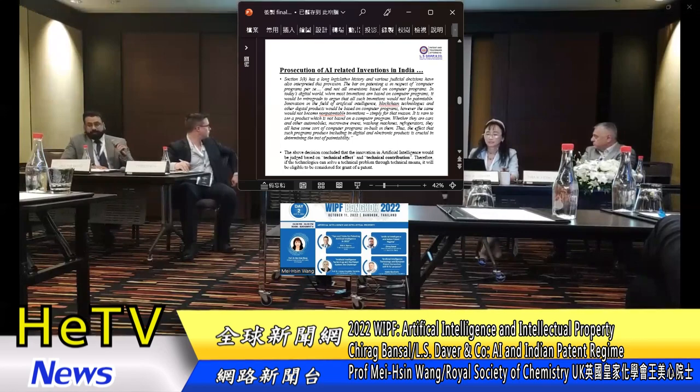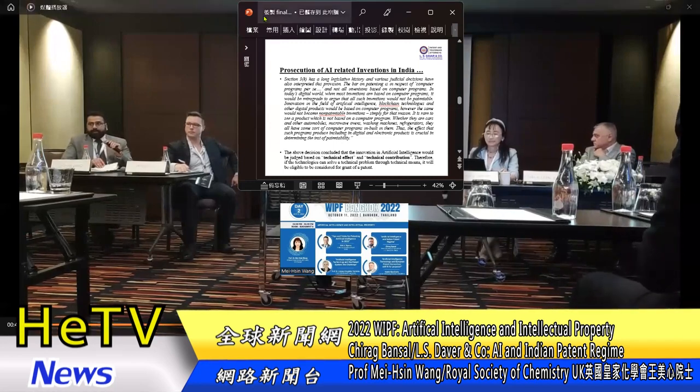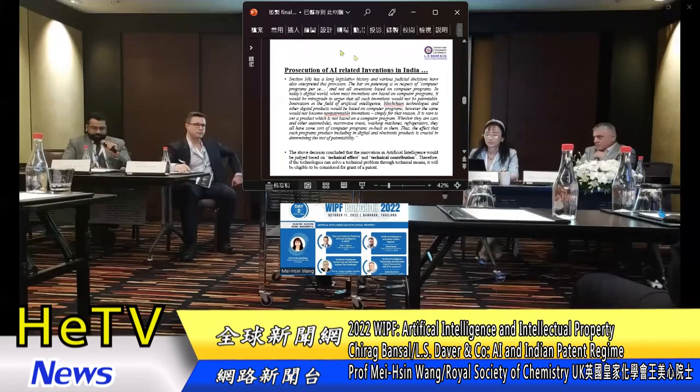So now the position is much similar to European law: if there is a technical effect, then the subject matter will be considered for a patent in India, even though it is related to AI. And definitely this is a very welcome decision of the Delhi High Court, which is paving a much smoother way for AI-related inventions in India.